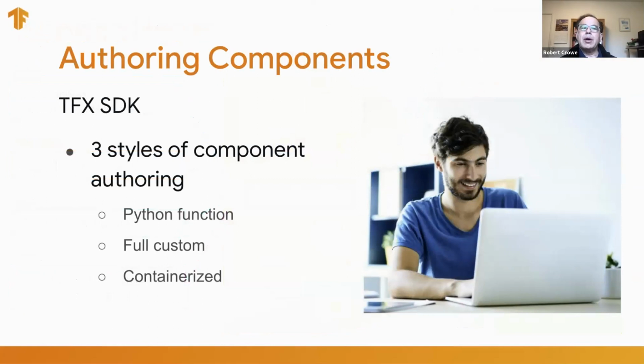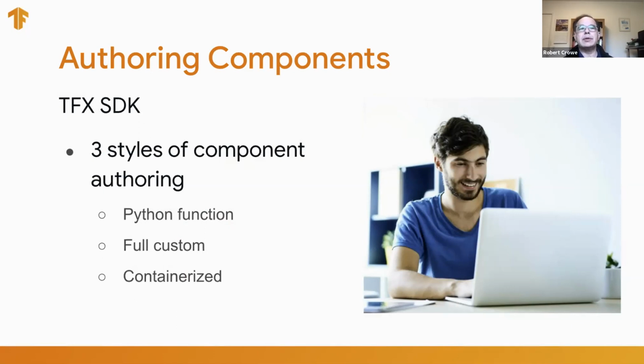So to author components, there's really three ways to do this when you're authoring a custom component. We have a whole set of standard components that come, just when you do pip install. So the basic things like trainer and transform and evaluator and so forth. But you can do a lot with custom components as well, and people often have a need for that. And there's three ways to create those.